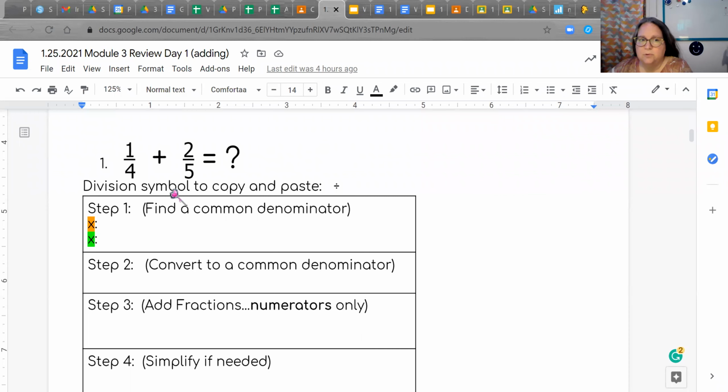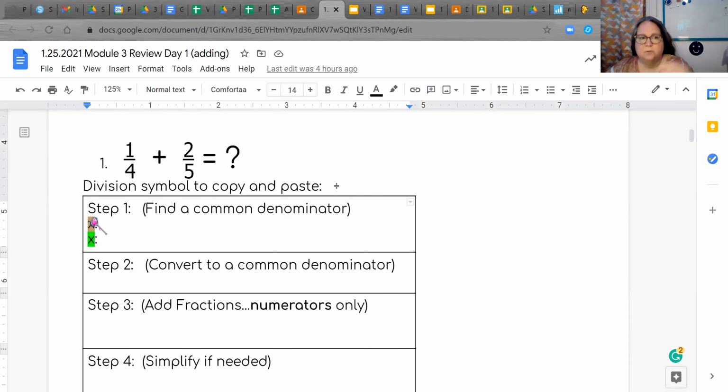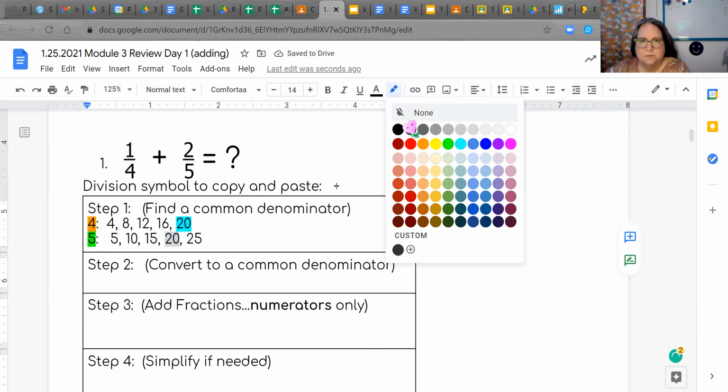So the first thing we do here, we have a 4 and a 5, and we know we need a common denominator. So we find our common denominator. 4, 8, 12, 16, and 20. And then right here we have 5, 10, 15, 20, and 25. I see that 20 is common, so I'm going to quick highlight that because that's something we know we need to do.